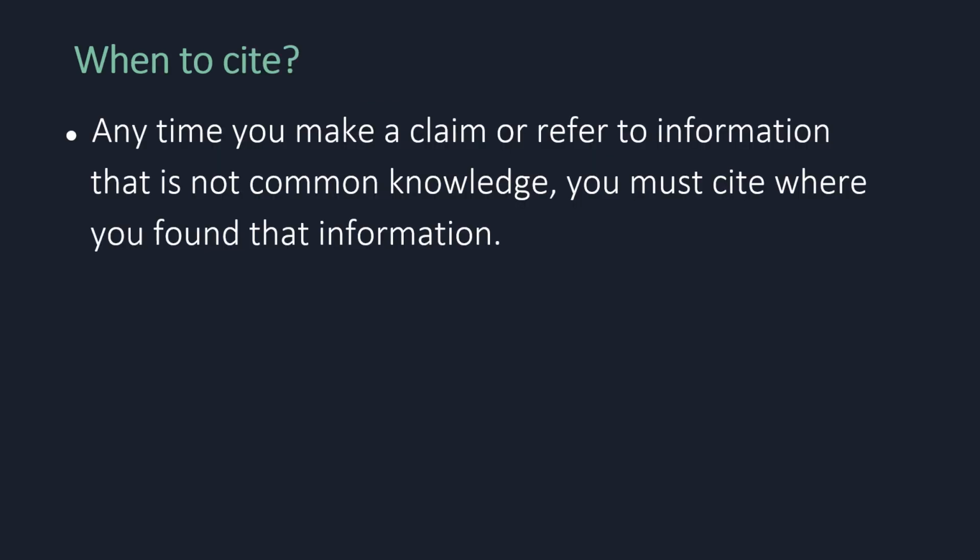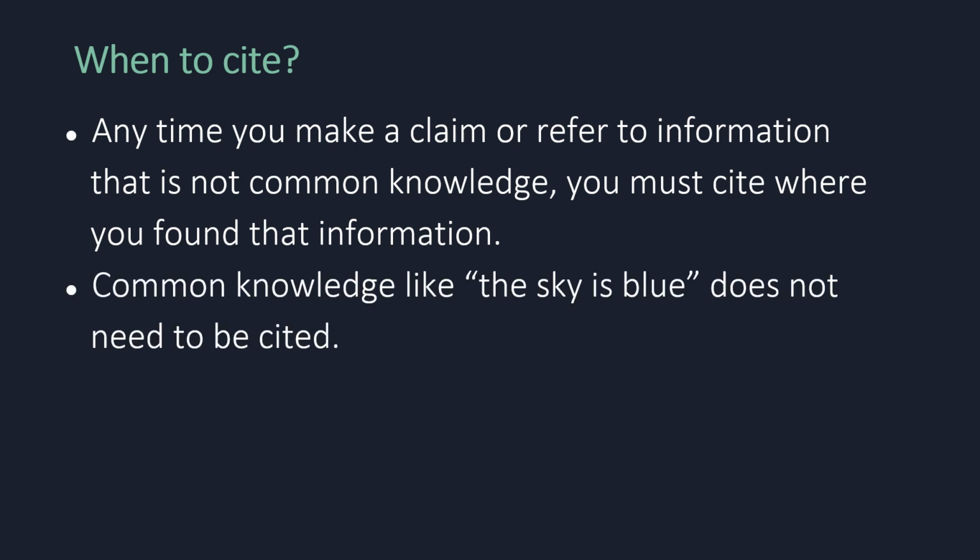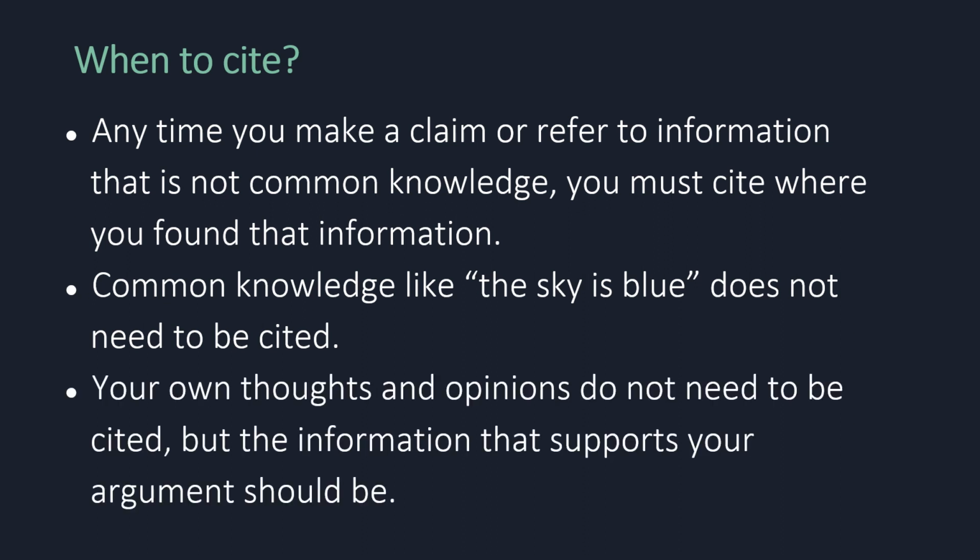Many students have questions about when citation is necessary. Anytime you make a claim or refer to information that is not common knowledge, you must cite the source where you found that information. Common knowledge like the sky is blue or George Washington was the first president of the United States does not need to be cited. In addition, there is no need to cite your own thoughts and opinions. However, the information that supports your argument should be cited.